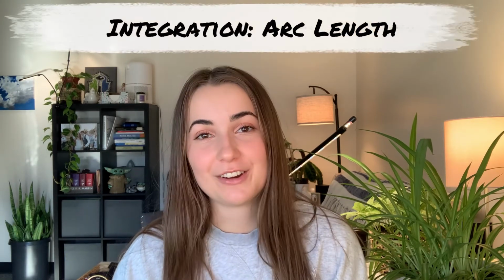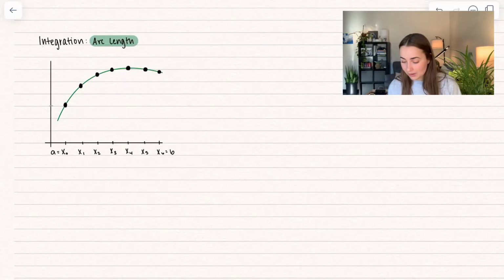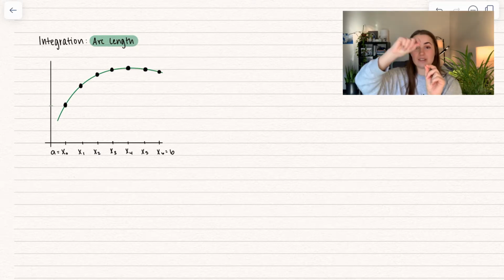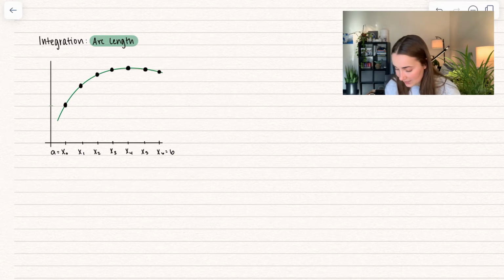Today we're working in our integration series, so we're going to be talking about arc length. So what is arc length? Here we have a curve, and we want to find the distance along that curve. It's like if it was a string and we straighten it out, we can measure it, right? So let's go ahead and develop the formula for arc length.